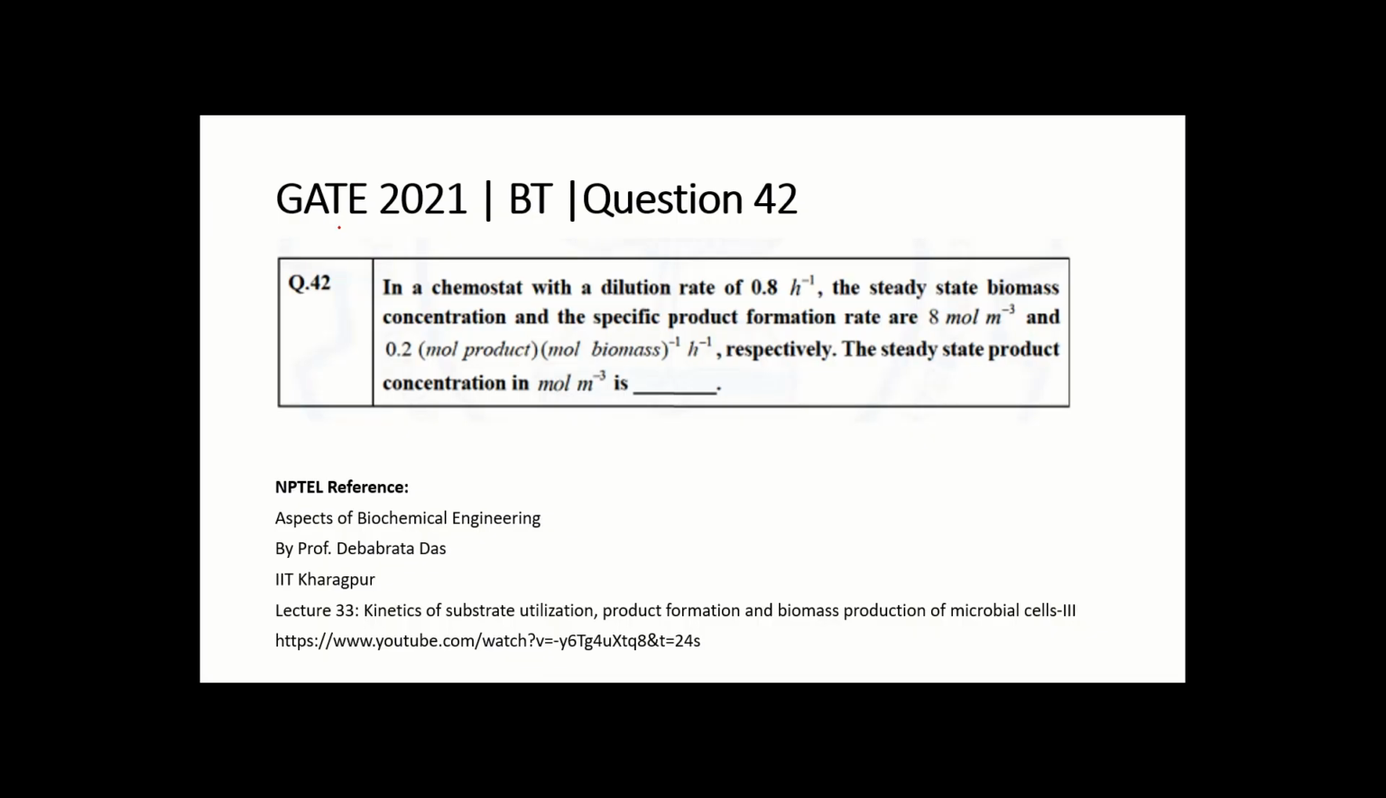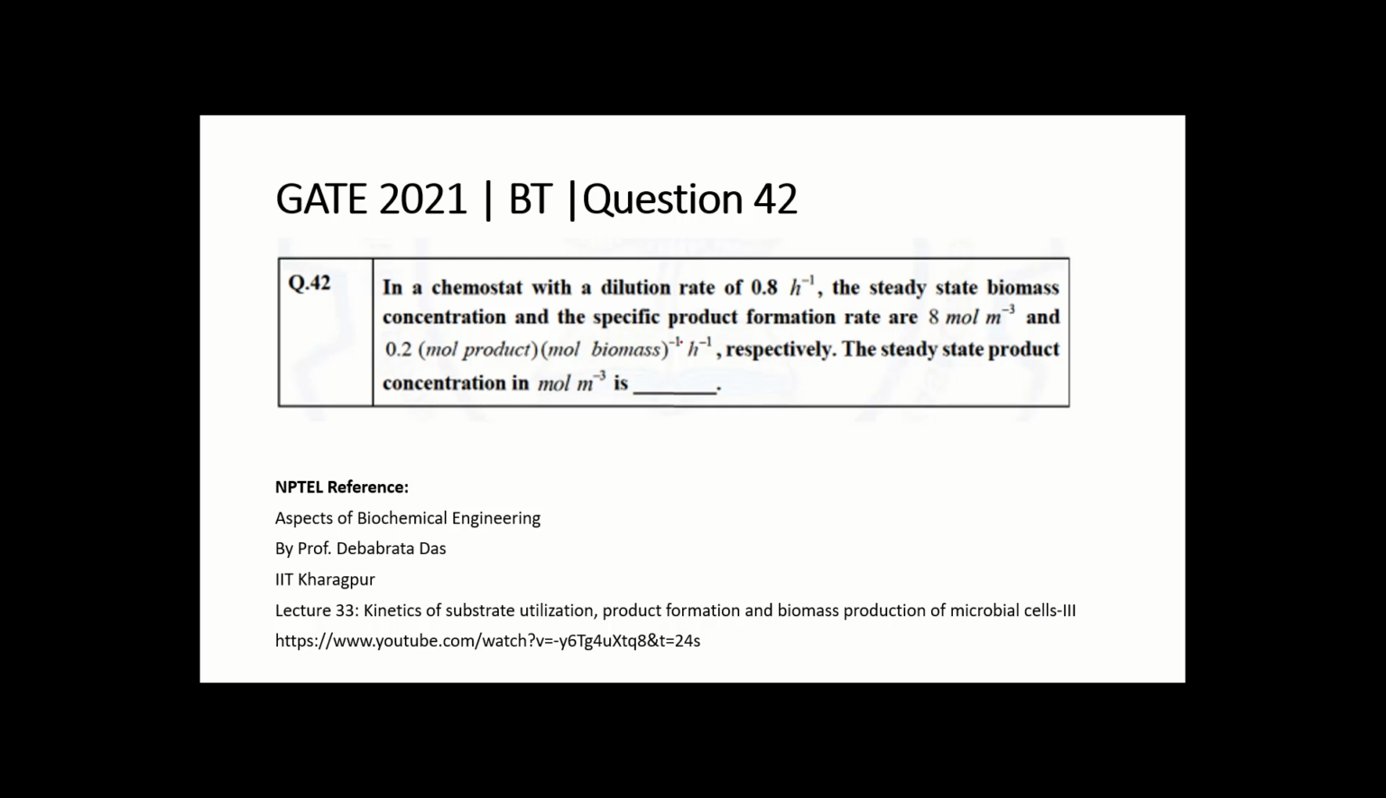Hello everyone, in this video we will discuss question number 42 of GATE 2021. In a chemostat with a dilution rate of 0.8 per hour, the steady state biomass concentration and the specific product formation rate are 8 mole per meter cube and 0.2 mole product per mole biomass per hour, respectively.